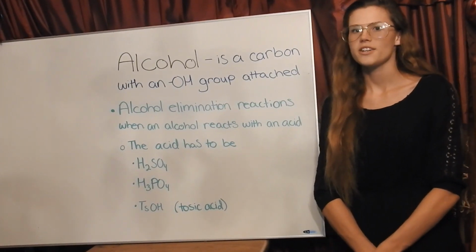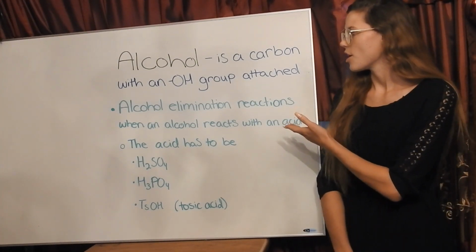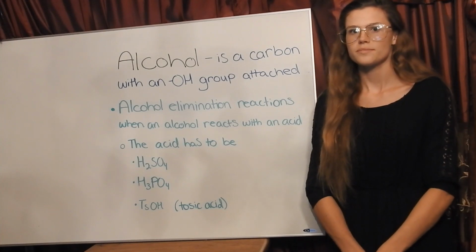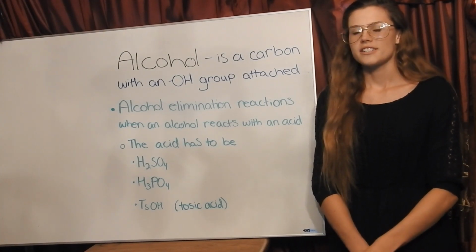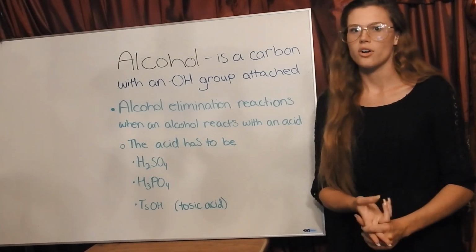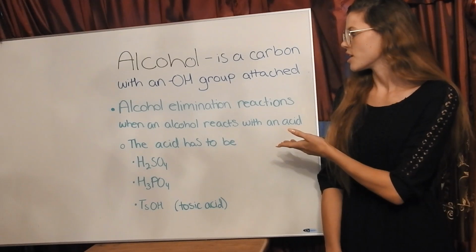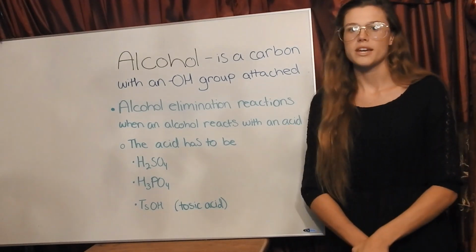So let's define what an alcohol is. An alcohol is a carbon with an OH group attached. And since we know what an elimination reaction is and an alcohol, let's put them together. So an alcohol elimination reaction is when an alcohol reacts with an acid.